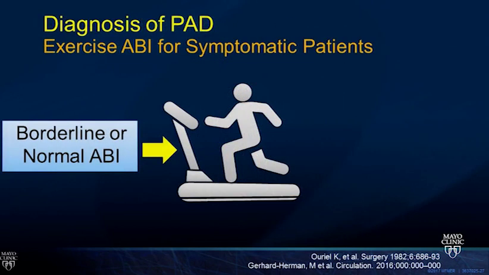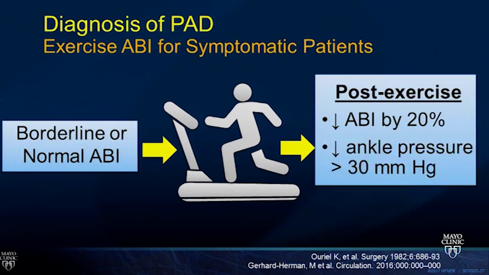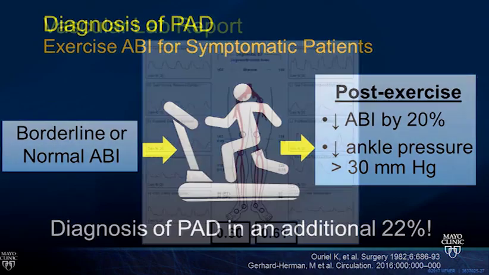So in terms of doing that exercise ABI for symptomatic PAD, if you have that borderline ABI, or honestly, even if it's normal and you have a really high pretest probability that they may have lower extremity PAD, have them go on the treadmill. Do the exercise ABI. Post-exercise, we're looking for a fall in ABI by 20%, or a drop in ankle pressure by more than 30 millimeters of mercury. And this post-exercise ABI allows us to diagnose really an additional 22% of people with symptomatic lower extremity PAD.